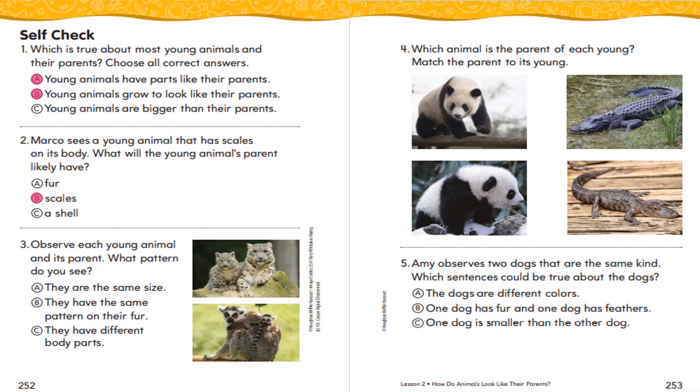Number 3. Observe each young animal and its parent. What pattern do you see? Is it A. They are the same size? Is it B. They have the same pattern on their fur? Or is it C. They have different body parts?